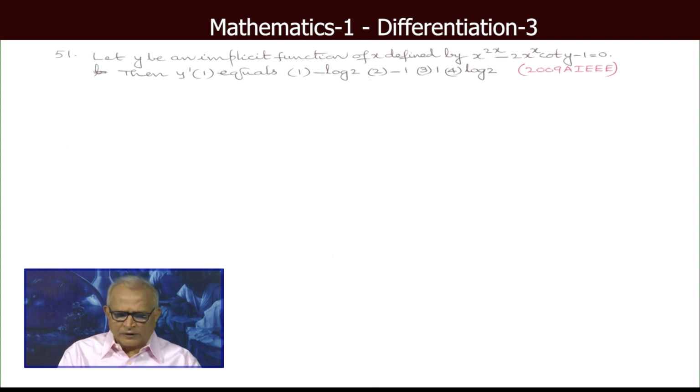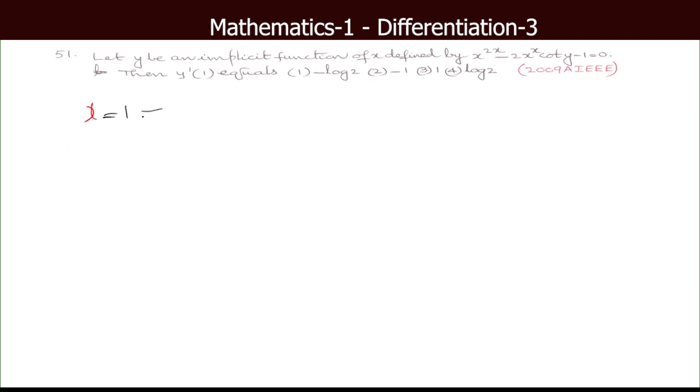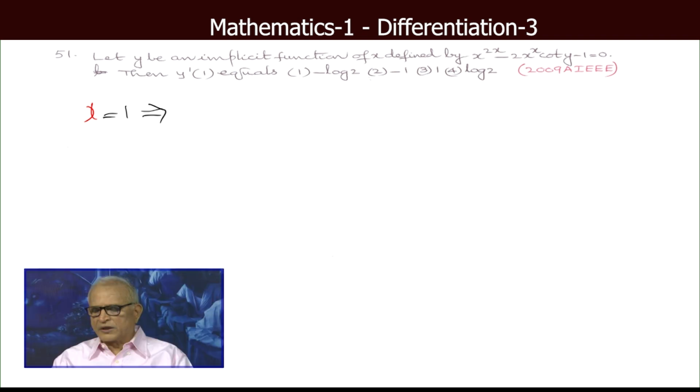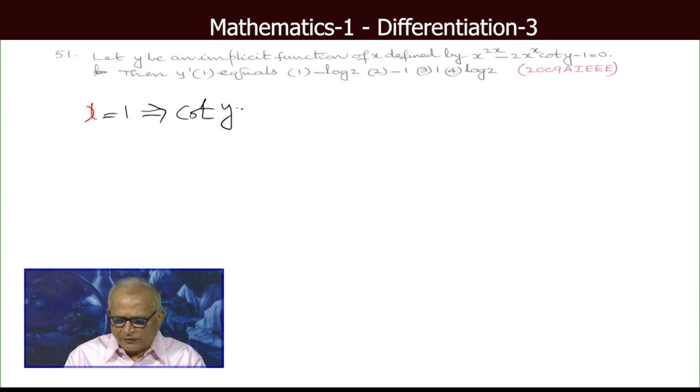But when x equal to 1, first of all, let us see, you can substitute x equal to 1 in the given equation. So, 1 minus 1 plus 1 and minus 1 will cancel out. Minus 2 cot y equal to 0, that means cot y equal to 0, cotangent y equal to 0. That is all what we require. Then differentiate term by term with respect to x.